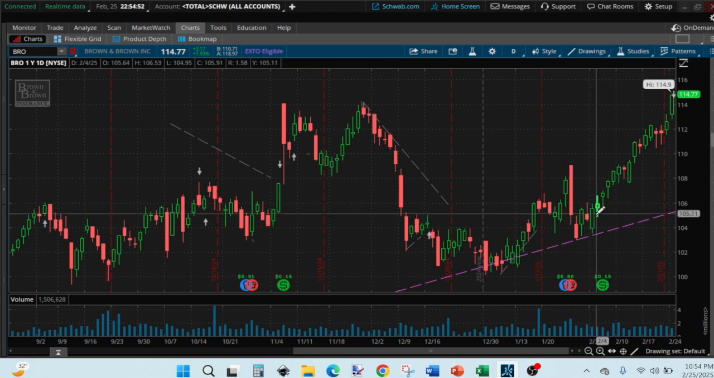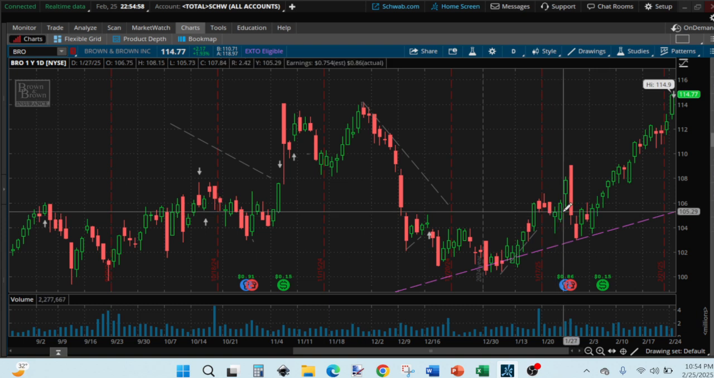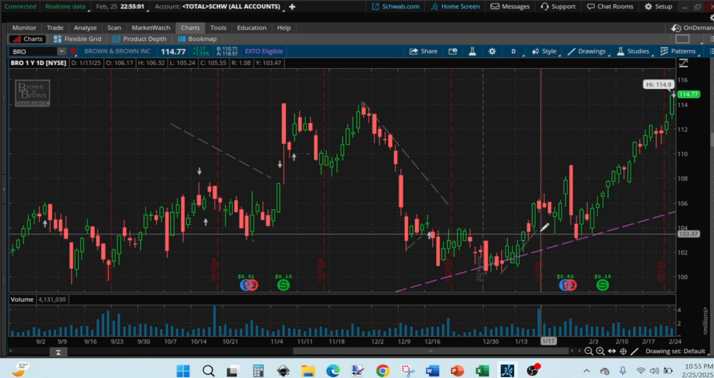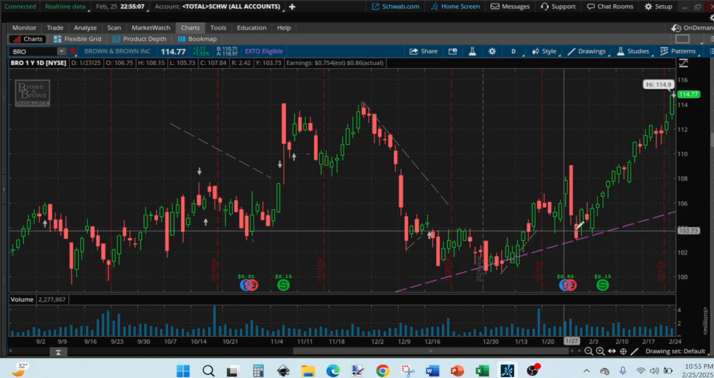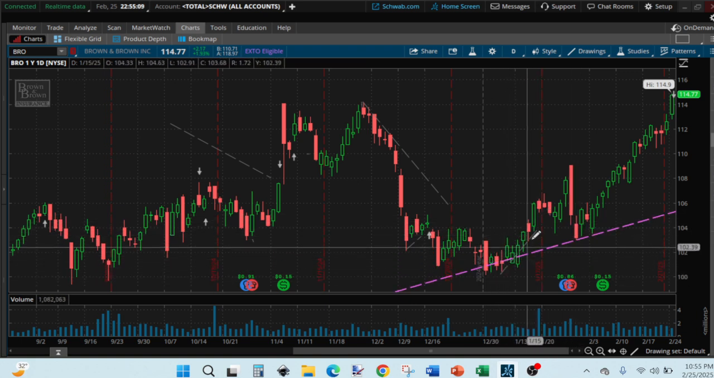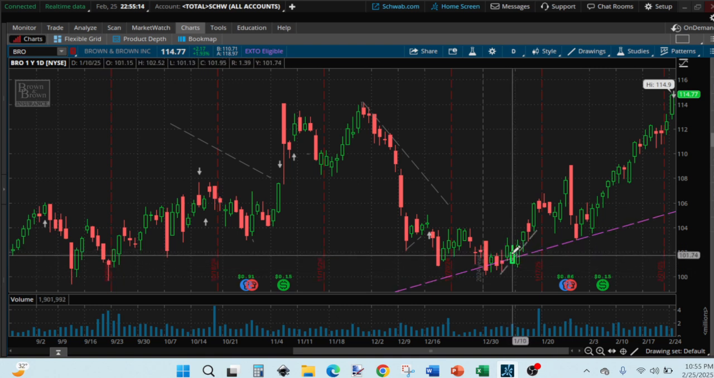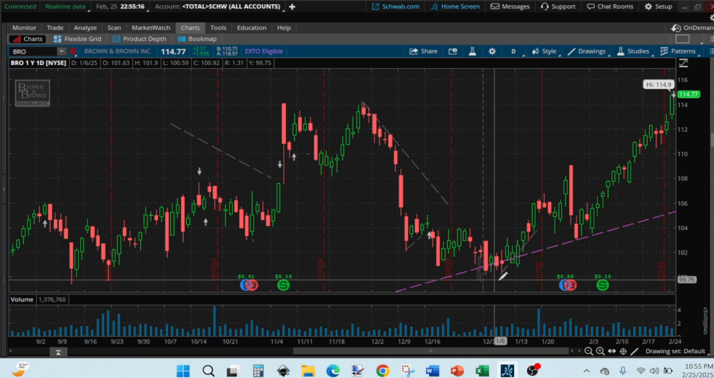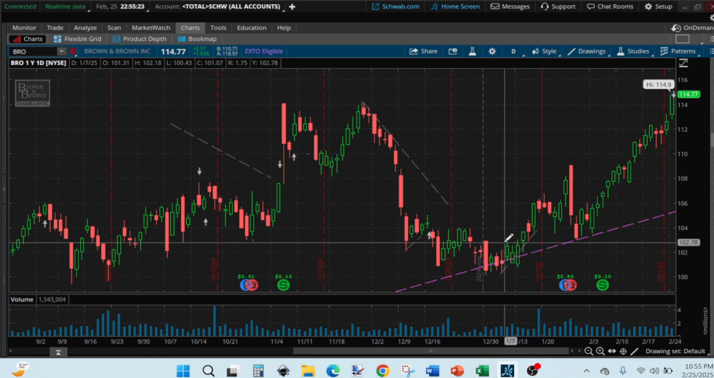So you have one, two entry points there, one, two entry points. That's four entry points there. You have five entry points. Yeah, could get in. And the riskier entry point will be around this area because you have lower lows here and then they start going up. So get in around this area as well if you feel comfortable.